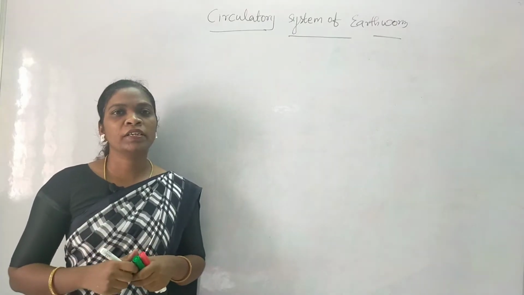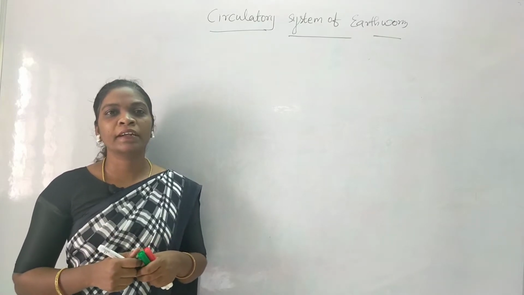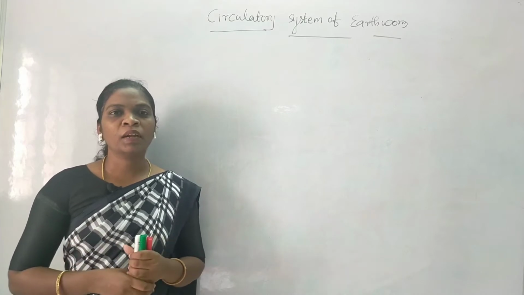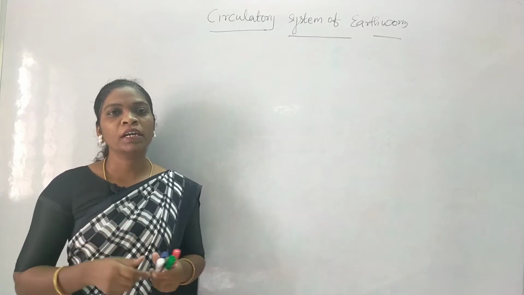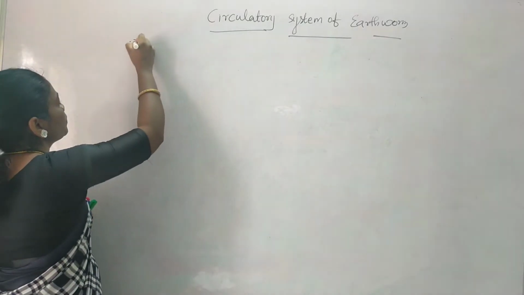What type of circulation does earthworm has? Okay, it has closed type of circulatory system. The organism doesn't have very complex kind of organ, but the organs are well specified to do their function. Here the circulatory system of earthworm is closed type.